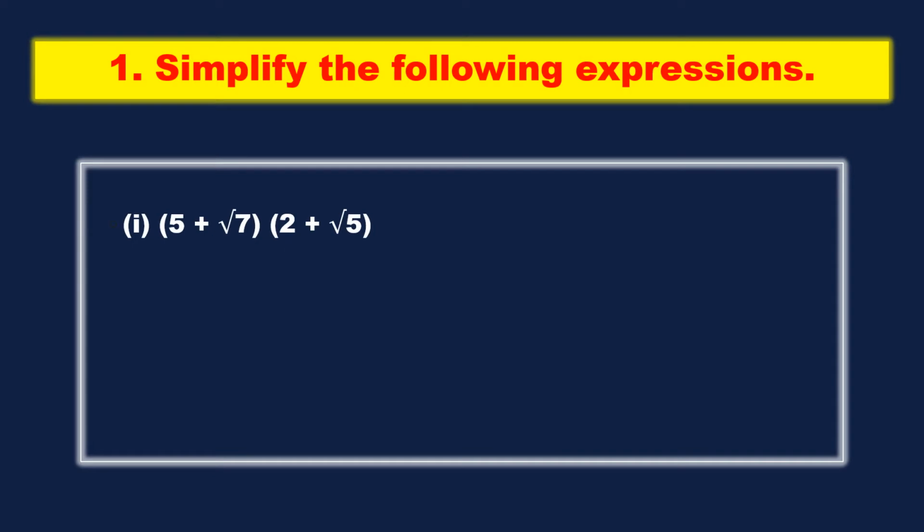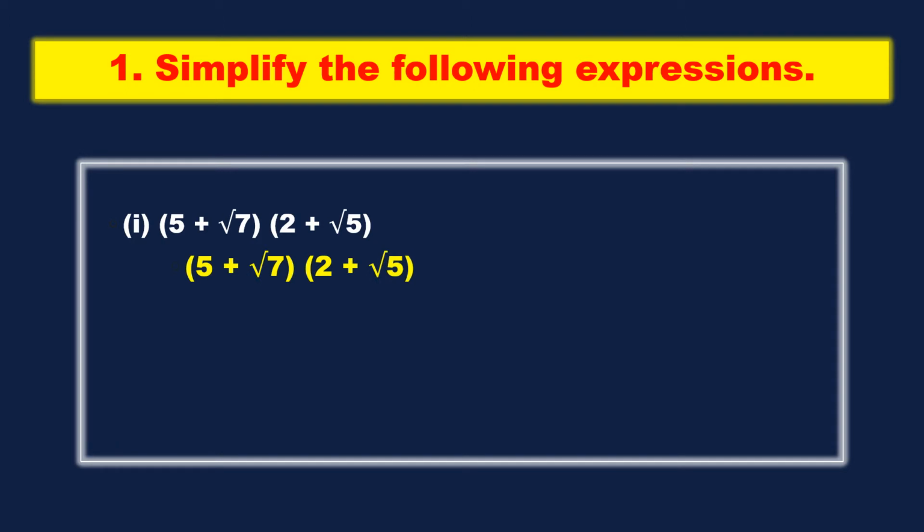5 plus root 7 into, whenever it is written in brackets, this is one expression and this is one expression, and in between there are brackets, which means they are under multiplication. So your question is 5 plus root 7 into 2 plus root 5. I'll simplify this problem step by step. Please listen. Let me take the question in the first step.